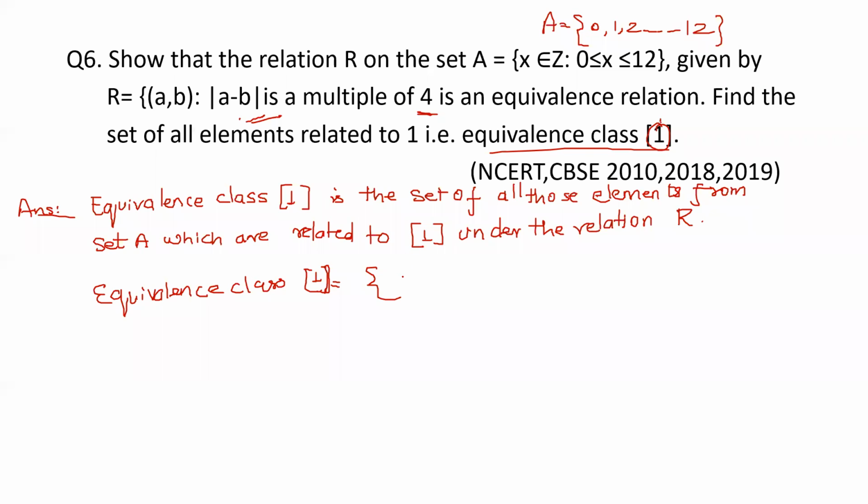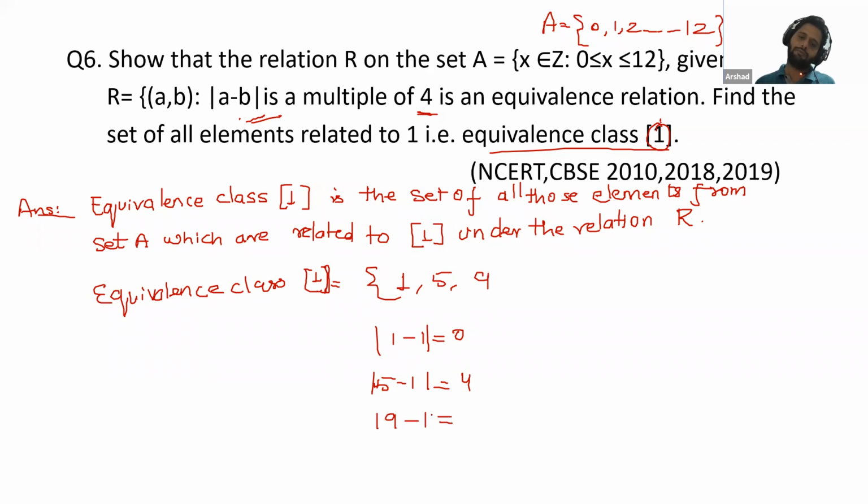1, good. Because whenever you subtract 1 and 1, you get 0. Okay, and 0 is a multiple of 4. Next number? 5. Good, 5. Because if you subtract 5 minus 1, you get a 4, which is a multiple of 4. What is the next number? 9. 9, very good. Next, 9 minus 1 will give you 8, which is a multiple of 4.